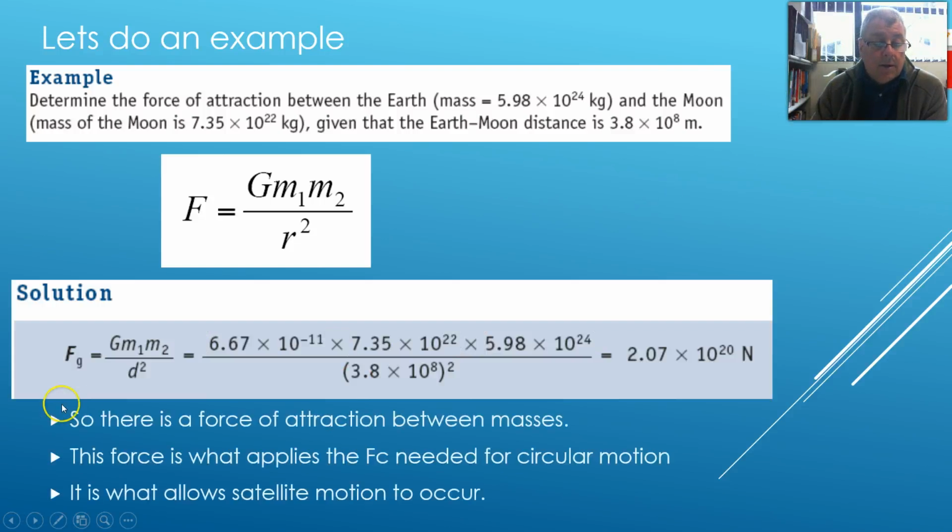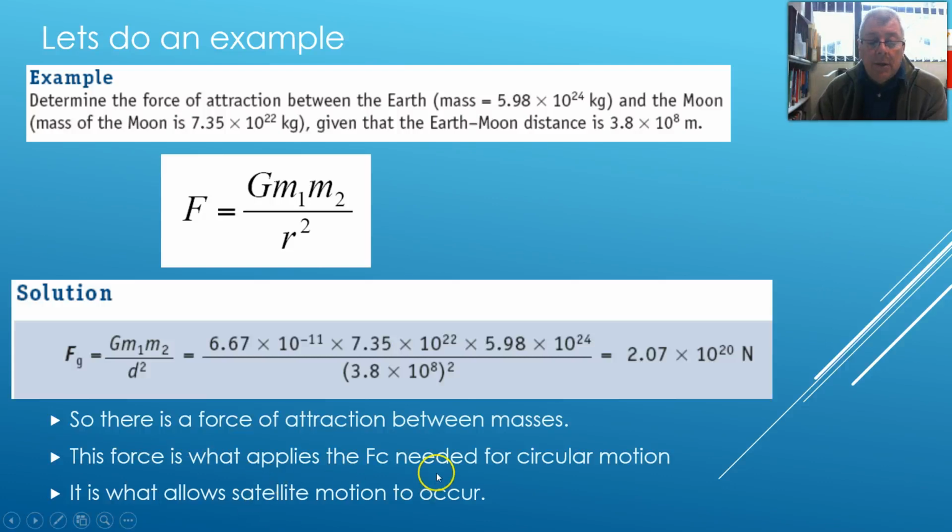And so what we can conclude from this is there is a force of attraction between masses, whether they're large or small. In this example, very large masses, and they're separated by a large distance, but the force is still there. This force is actually the force that causes the moon to go round the Earth, and we would call that a centripetal force because it's a circular motion. So the centripetal force that causes the moon to go around the Earth is provided by gravity.